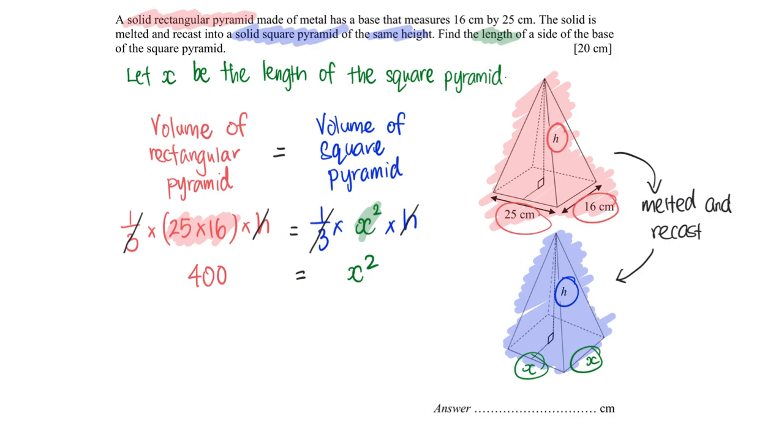So from here I can find my x. I just need to square root this 400 and I get my x, which is 20.